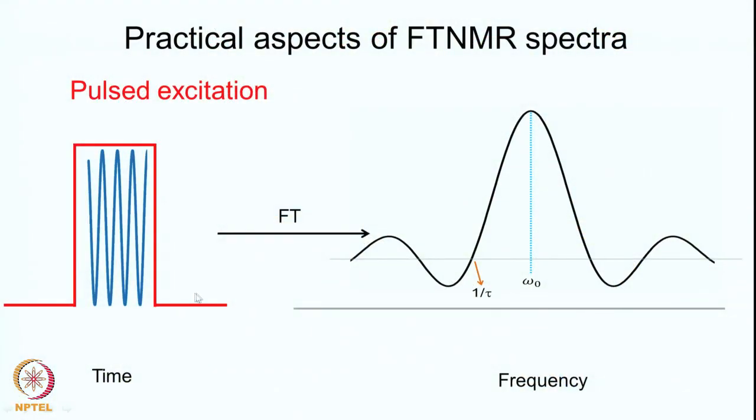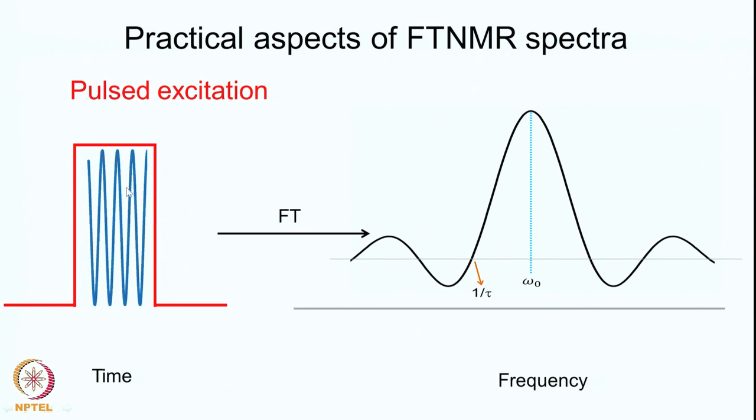Okay, now let us turn to some practical aspects of FT-NMR spectra. As we said earlier, the pulse excitation is the generation of a whole lot of frequencies in one go, and this is achieved by applying the RF for a very short period of time, and this is of the order of microseconds, few microseconds.